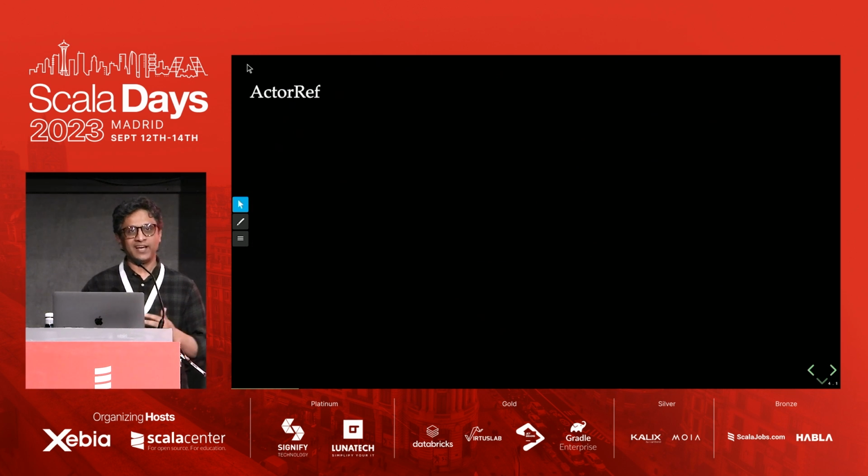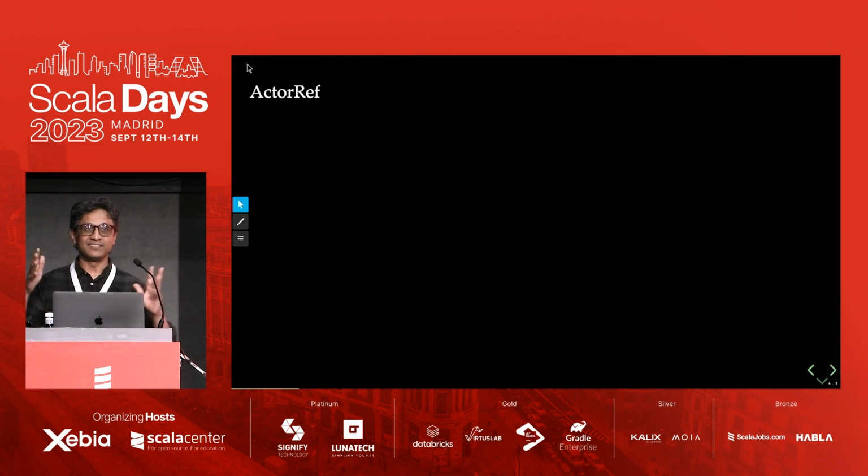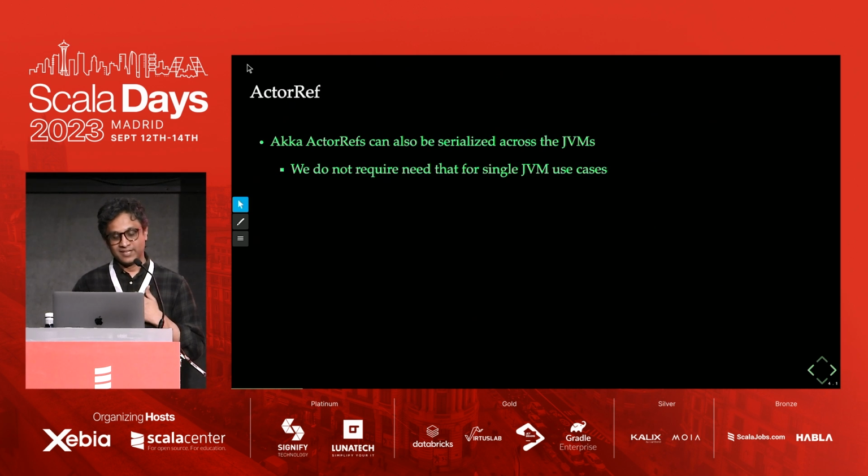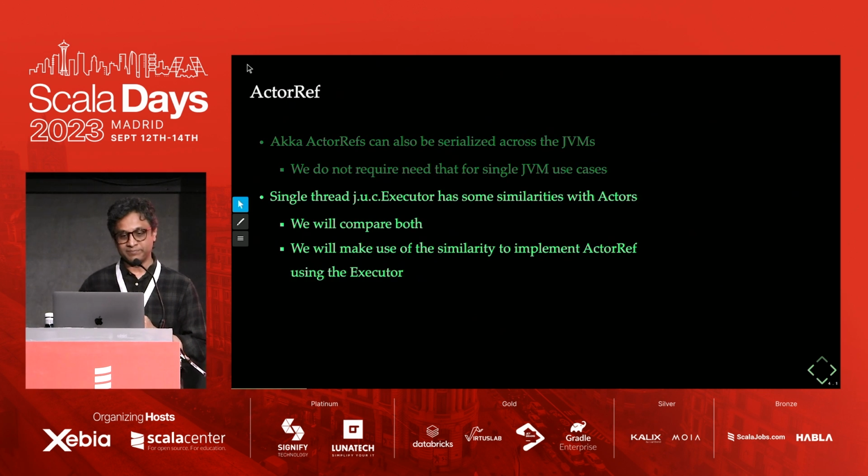In the process, we have to take care of other parts of the actor terminology, which are mailbox and scheduler, and we don't want to do it the hard way. So we'll take a big shortcut. Let's see what it is. In Akka, ActorRefs can also be serialized across JVMs. We don't need that because our use case is a single JVM. And on the JVM, there is a nice toolkit, java.util.concurrent, which provides you an executor, and you can specify that this executor uses only a single thread. So you can create a single thread executor on the JVM.